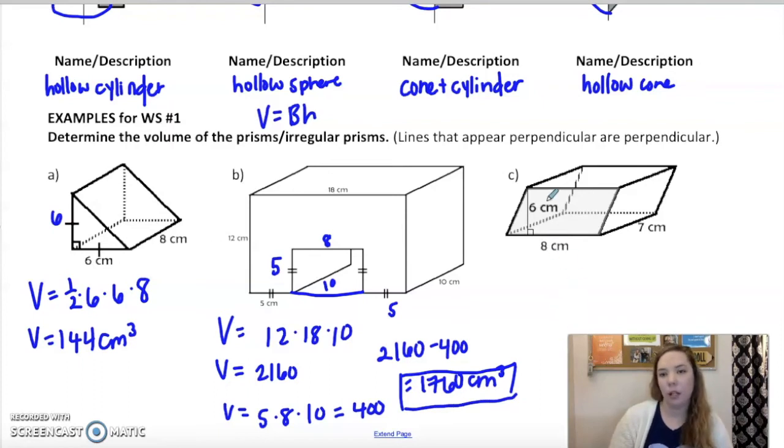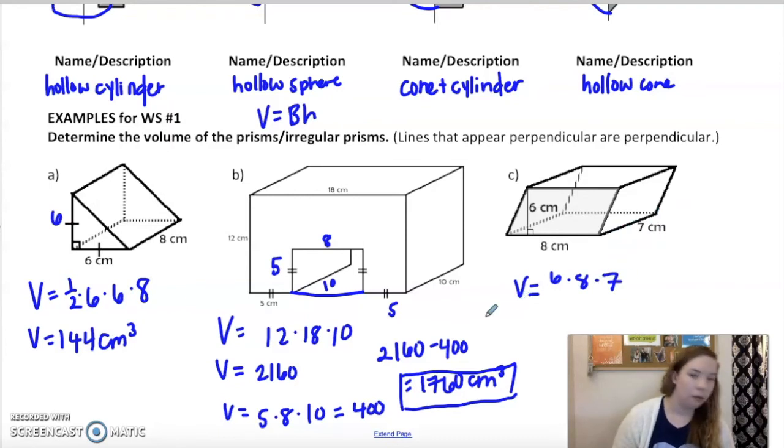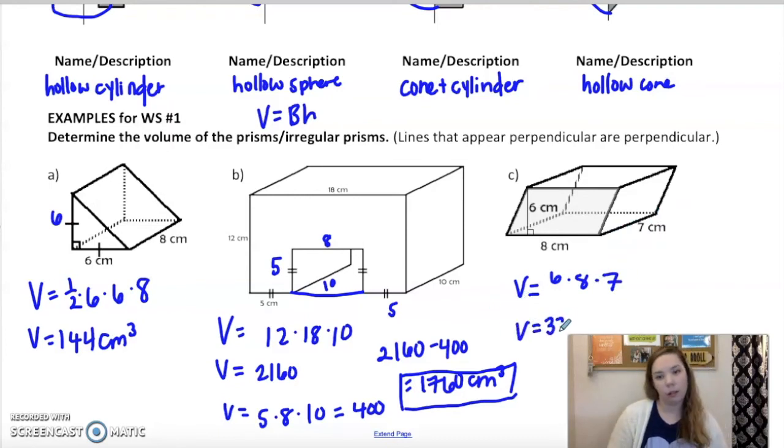Okay, our parallelogram here, we would have base times height for the area of our base, or this one face here, so 6 times 8. And then times the height of our prism is 7. So 336 cubic centimeters.